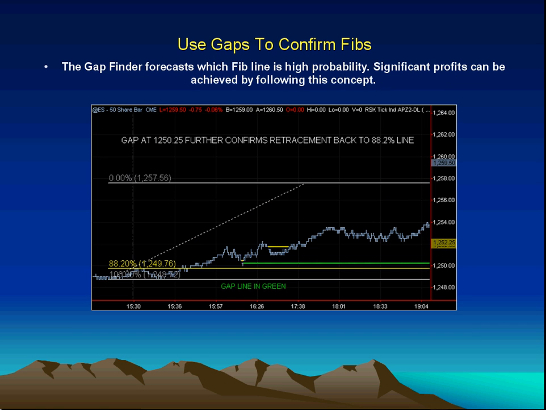Now let's move over and talk about the gap finder. You may not feel that gaps are particularly useful. Well, think again. You're about to see how we use the gaps to confirm the Fibonacci retracements and to increase our confidence in where the market is going to go. Now, the gap line in this particular case is that green line toward the bottom of the screen at a price of 12.50.25.